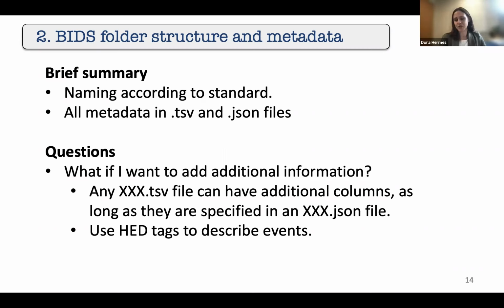The first is what if I want to just add additional information, and then we'll go into how you extend it if you have a different structure that doesn't yet, for example, follow the BIDS guidelines. So what if you have a BIDS data set and you want to add additional event information that is not already described in just an onset, a duration and an image, which is the most simple example that we can use. One of the things to note is that any TSV file that has, for example, event information can have additional columns, as long as they are specified in a JSON file with the same name.